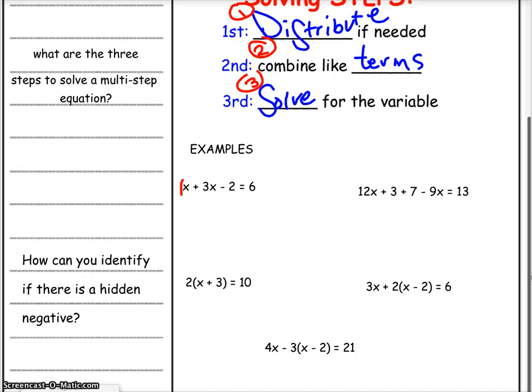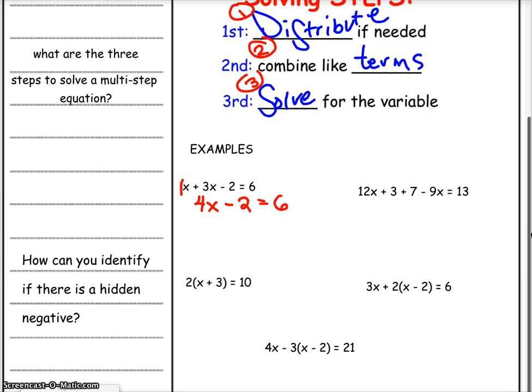So 1x plus 3x is how many x's? 4x. 4x minus 2 equals 6. Now what do I do? Divide by 4. Subtract the 2. Uh-oh, I'm getting all over. Hunter, what do I do? Oh no, you add 2. I add 2. Should be the opposite.